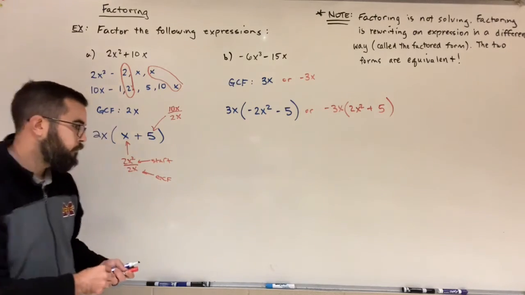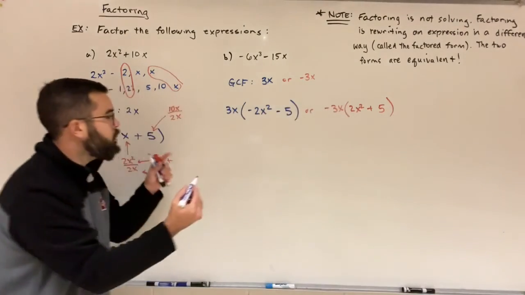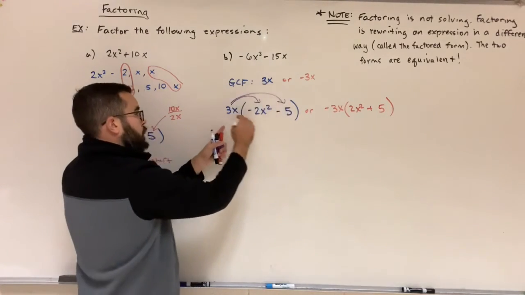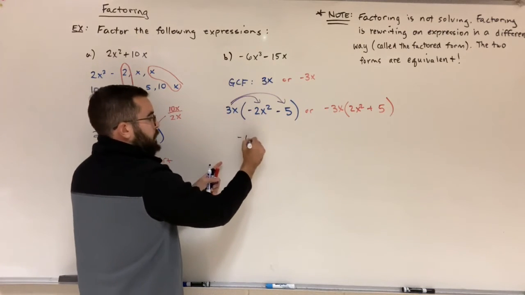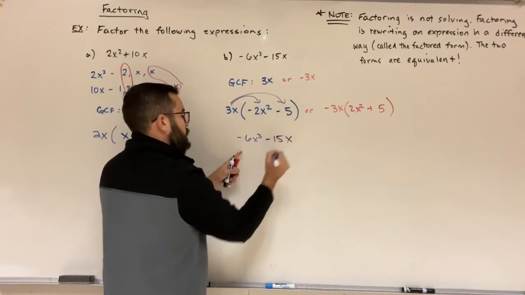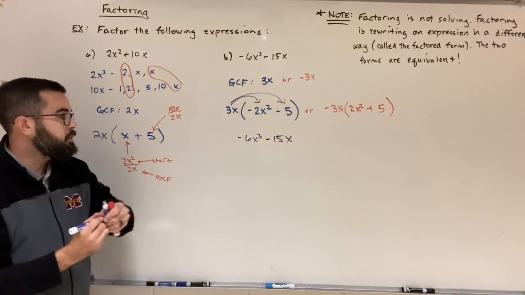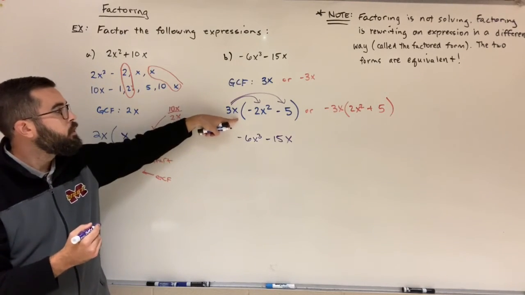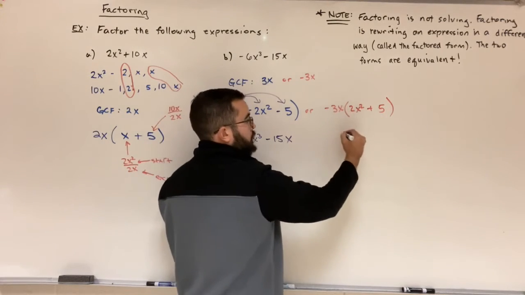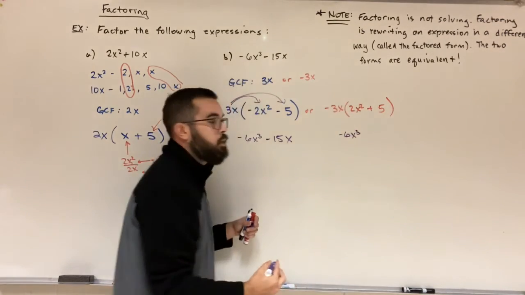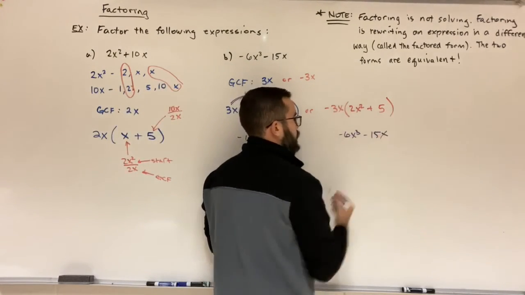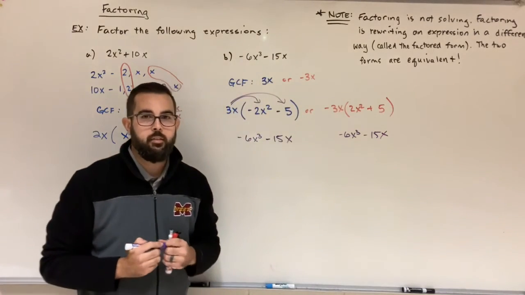So to check yourself, all you'd have to do is take one of your answers and distribute. Okay, 3x times negative x squared is negative 6x cubed, and 3x times negative 5 is minus 15x. So that is exactly what we started with, so I know that this is correct. What about this over here? Negative 3x times positive 2x squared, that's negative 6x cubed. And negative 3x times positive 5 is minus 15x. So we see we get the correct answer there.